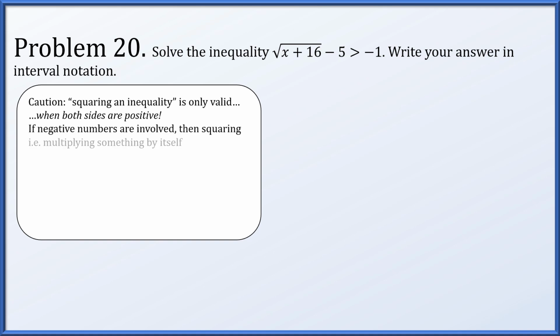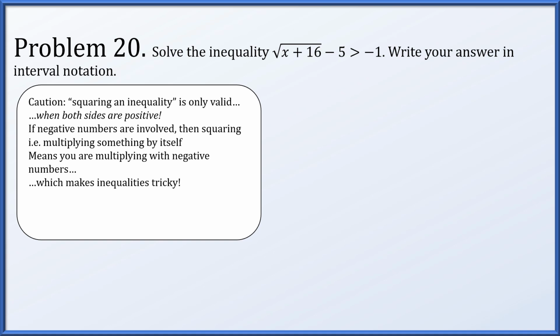If negative numbers are involved, squaring, which is just multiplying something by itself, means you are multiplying with negative numbers, in which case inequalities are trickier to work with. So be very, very cautious about squaring inequalities. Before you square an inequality, ask yourself, do you know for a fact whether the quantities involved are positive, negative, or are you just not sure?